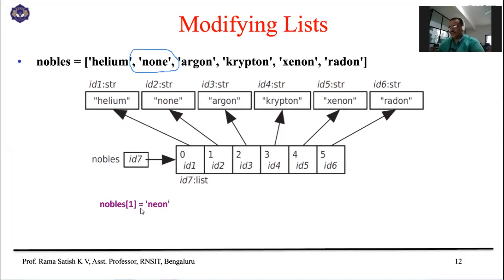New memory is allocated for neon, and whatever link it had will automatically move to the next cell, that is neon. So this link is just removed and a new link is created, and you will be seeing this in data structures.